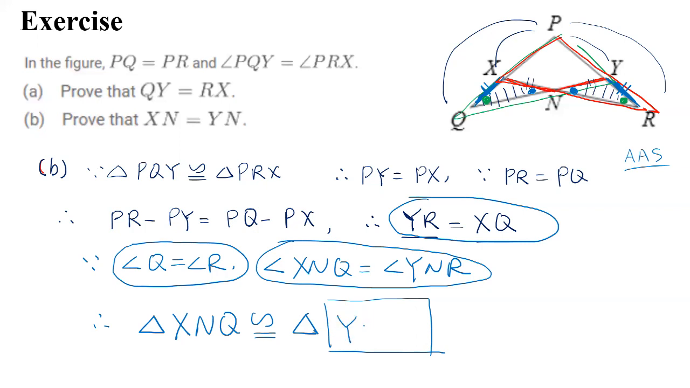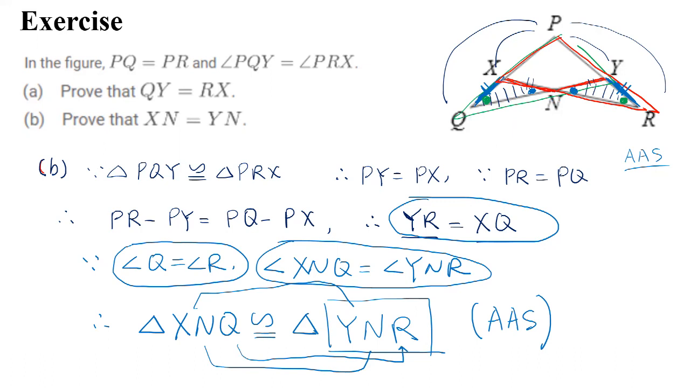Y and R. Yes, it should be congruent to Y and R, right? Because the blue angles are equal. Green angles are also equal, and then we have a pair of equal sides, which is adjacent to the blue angle. So according to AAS, we have proved that triangle XNQ is congruent to triangle YNR, and X corresponds to Y, N corresponds to N, and Q corresponds to R, right? You follow me?